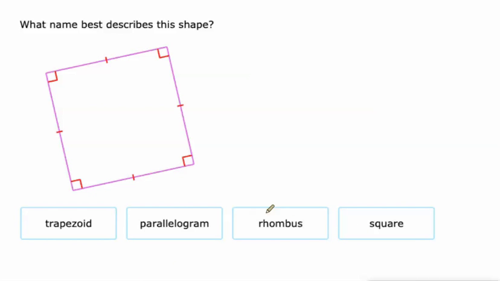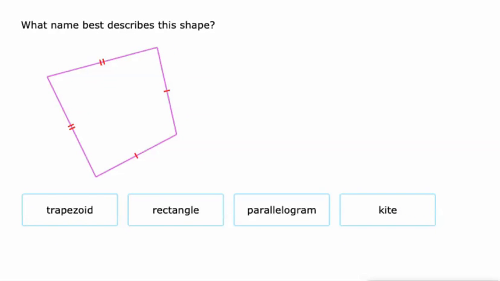It is a rhombus as well because it's got four equal sides. It's a parallelogram because its opposite sides are parallel. It's not a trapezoid though, because a trapezoid only has one pair of parallel sides. But the most specific thing we can call this is a square. Okay, and that kind of brings us to, well, not quite, I'm sorry.